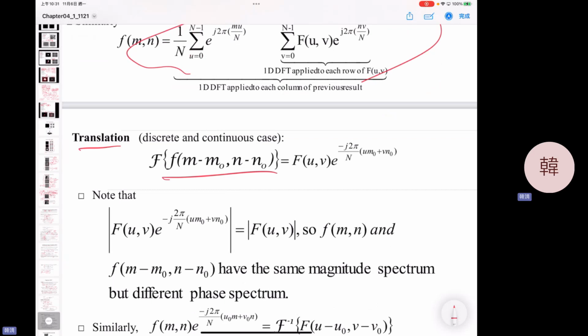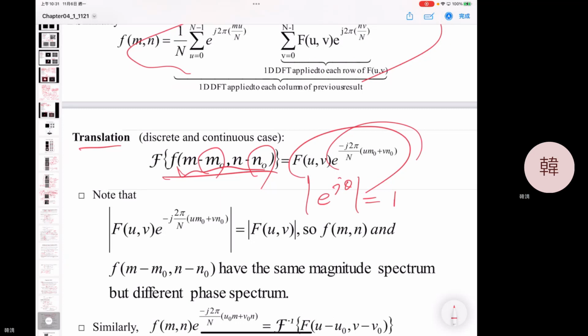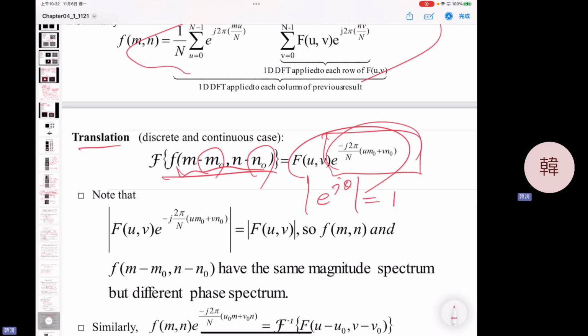Sometimes you are going to shift your image in the spatial domain, like shifting right by m0 pixels and down by n0 pixels. In the frequency domain, the amplitude spectrum, the magnitude spectrum, just stays the same, because we know the magnitude value of this exponential term will be 1. So the magnitude spectrum makes no difference at all when you shift your image in the spatial domain. But the phase angle changed. Later we have an example to show you.